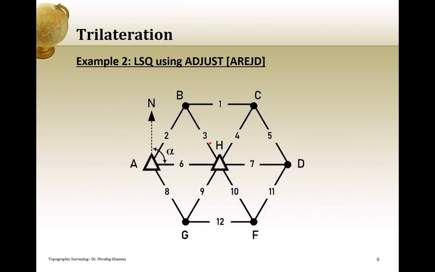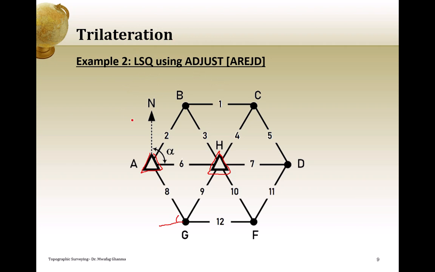Now, what if we have this variation? Actually, this is example 2. I just put it here to give you an idea. From the previous example, we had only one control station, which is A, and that's why we needed the azimuth of a line. But for now, we have 2 control stations. We do not need the azimuth of a line, because from these 2 control stations, we can calculate the azimuth of line AH or HA, regardless.